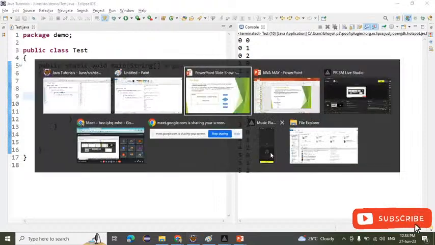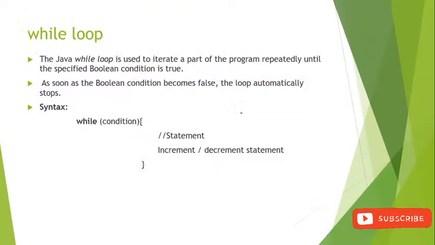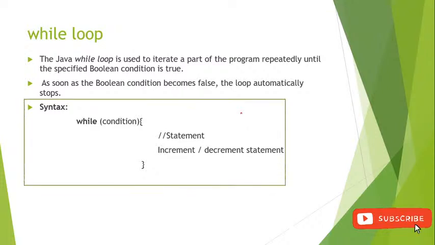Okay, so we will come to another loop, the while loop. This is also easy. Inside the while loop, what will happen? If you see the syntax, here is the condition only, not the initialization, not the declaration either. So what is the while loop? The Java while loop is used to iterate a part of the program repeatedly until the boolean condition is true. This is also used for iteration, the looping purpose.